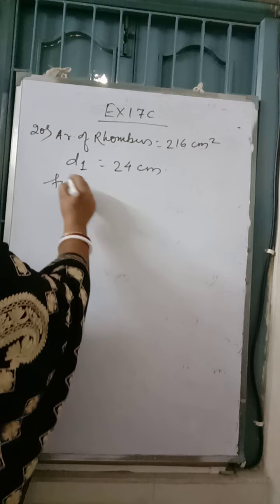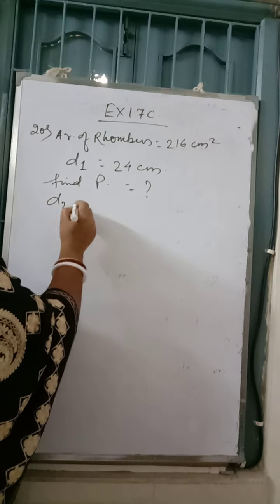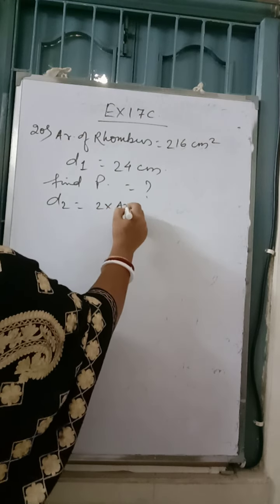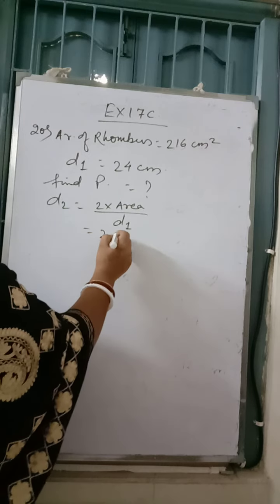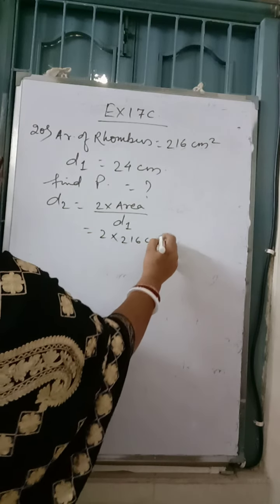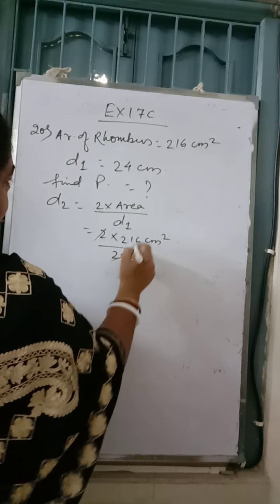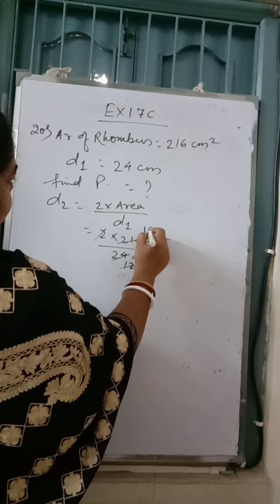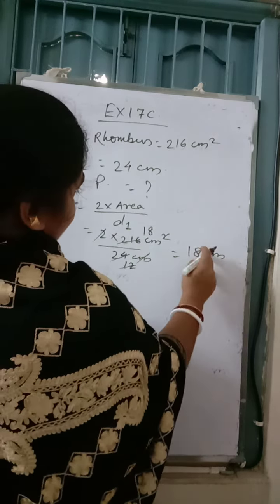Now, how to find the perimeter? We have the area and one diagonal. Find the perimeter. Now, D2 is equal to what can we write? 2 into area divided by diagonal 1. So, 2 into 216 centimeter square by 24 centimeter. This gives you 18 centimeters.